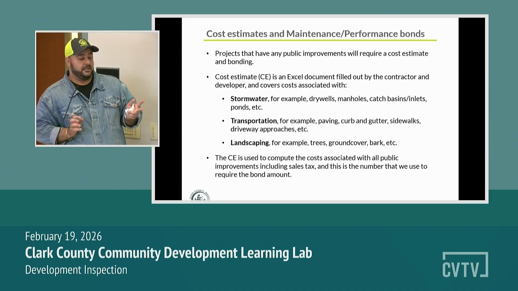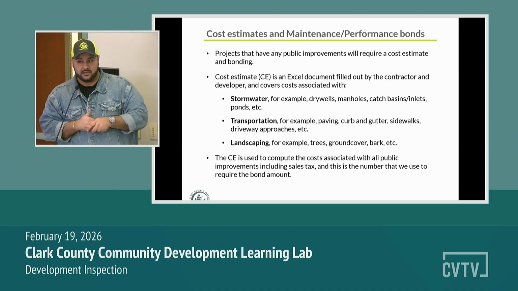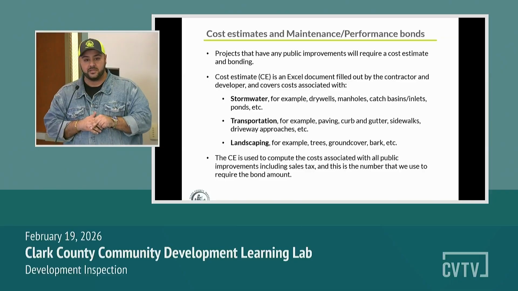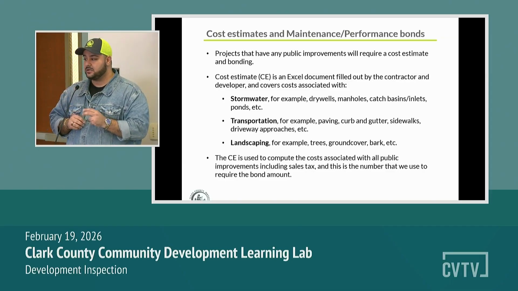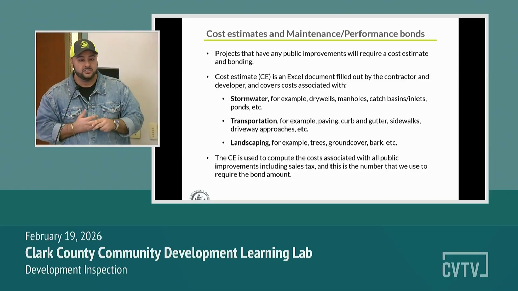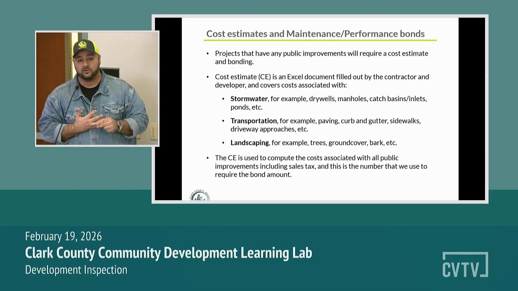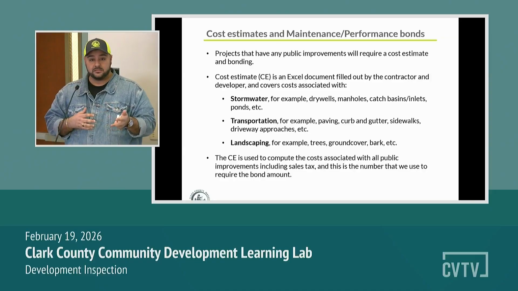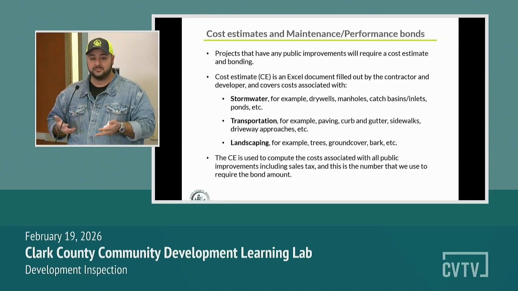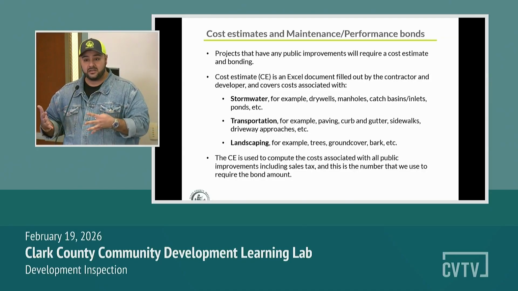While that's happening, there's a lot of back-end work that is being done. Some of the additional documents that I've mentioned earlier are required for a development inspection case, and that is a cost estimate or bonding. So that could be in a form of a maintenance bond or a performance bond. A project that might have any public improvements will require a cost estimate and a bond. We don't worry anything about private.